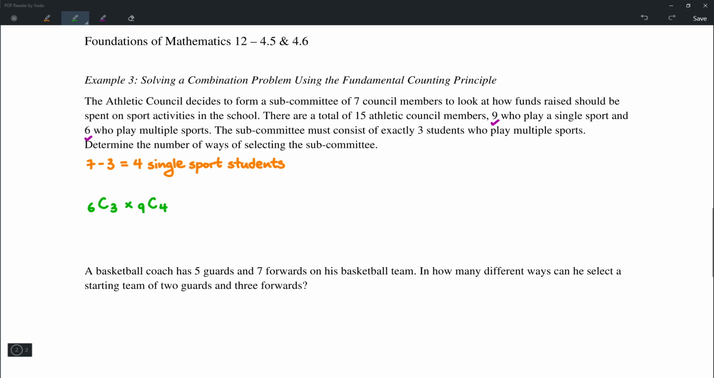Let's go ahead and label this. This is the multiple sport, or multi-sport. And here we have the single sport. Here, if we were to use a calculator, 6 choose 3 will be 20, and then 9 choose 4 is 126, and if we multiply those two numbers together, there are 2,520 possible subcommittees.